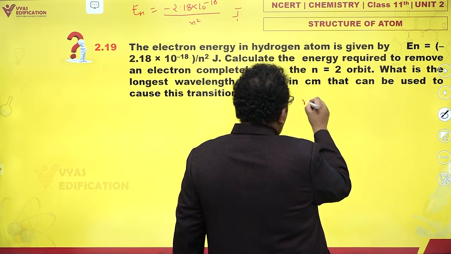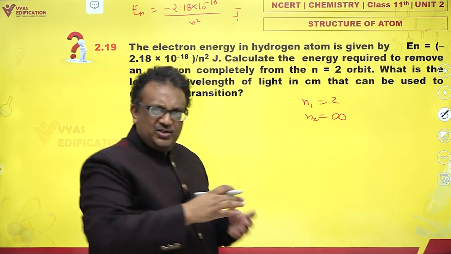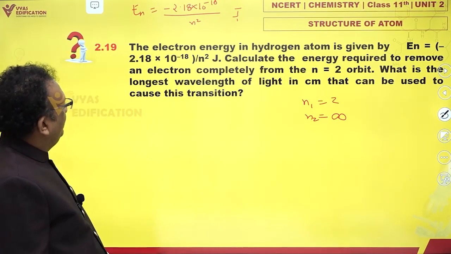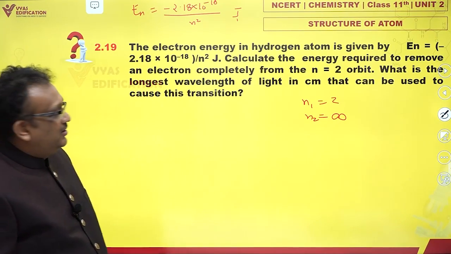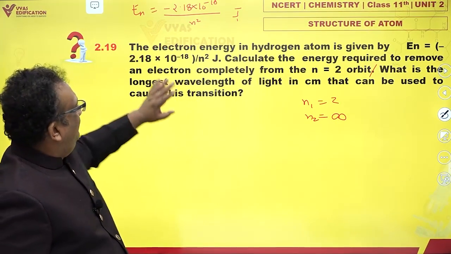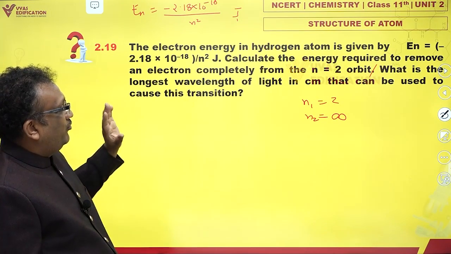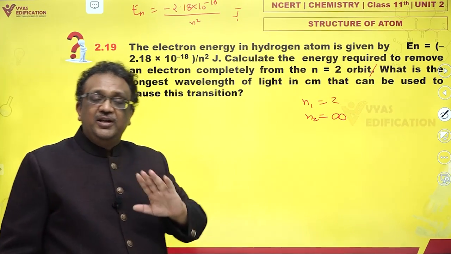So, from 2, you are finally moving it to infinity. That is complete removal. You are moving it to infinity. Okay, that is the first part. And then what is the longest wavelength, and so on. We will see it later. First, let us solve the first part. What is the energy required to remove an electron from 2 to infinity?